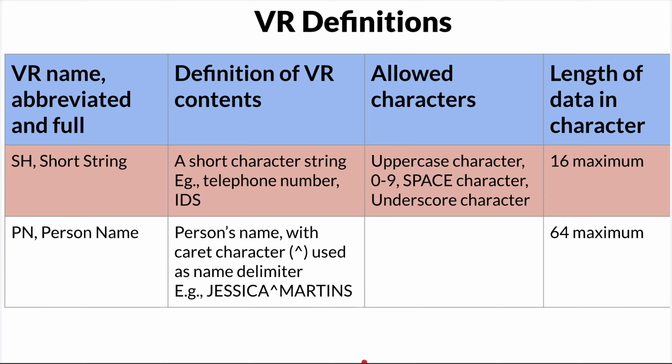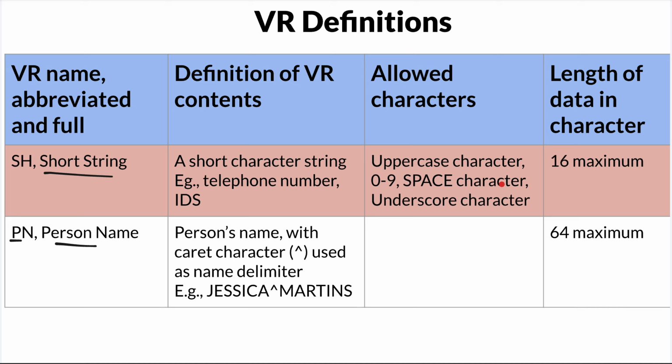So this is the value representation definition. We have SH, and here it's trying to tell you we use two letters. The full word is short string. Then you have PN, personal name. Now what's the definition? It stores things like telephone, your ID. Then these are the characters allowed, the characters you can use to represent the short string: uppercase, space characters, underscore. Then the maximum length of the data type you can put there is 16.